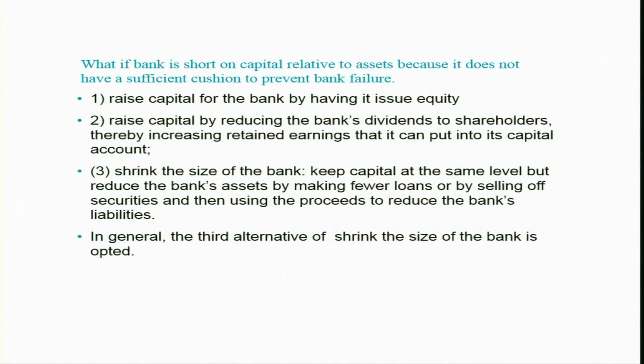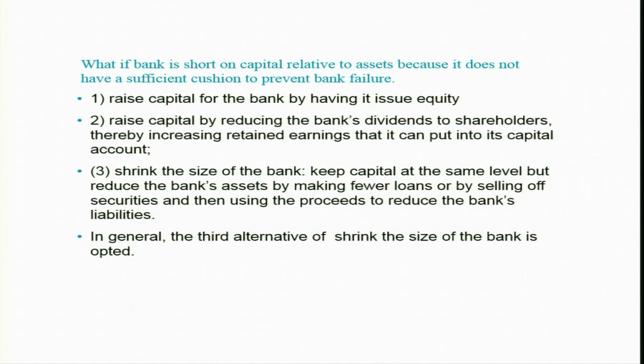On the other hand, what if a bank is short on capital relative to assets because it does not have a sufficient cushion to prevent a bank failure? In that case, the bank can raise capital by issuing more equity shares. The second option is to raise capital by reducing the bank's dividends to shareholders, so that the amount becomes part of retained earnings and can be put into the capital account as well.